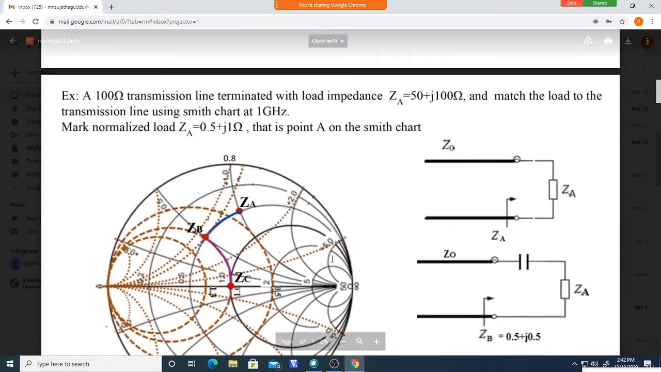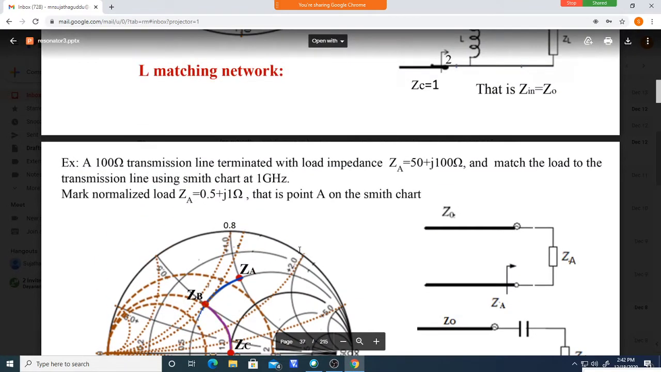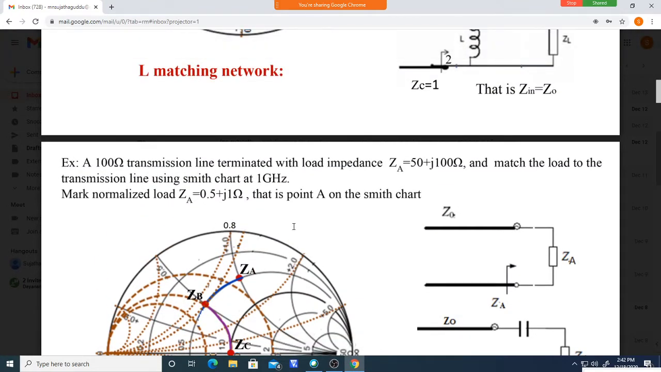That we did. So this is about the L matching network. This is about the L matching network. One problem will be there in the exam, the coming test also.